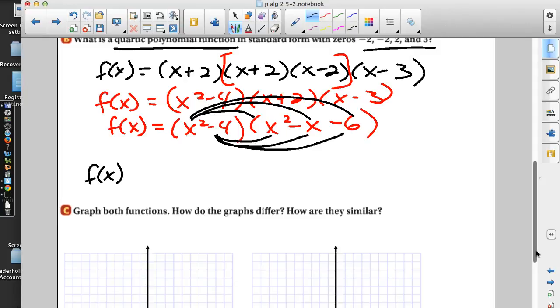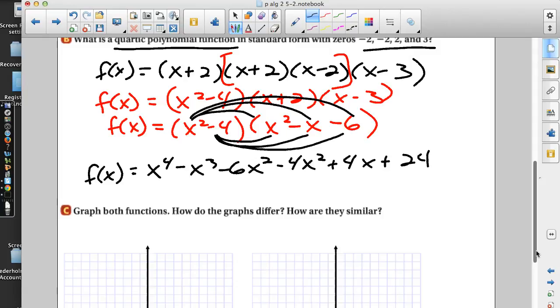So we multiply everything in the second set of parentheses by x squared. And then we multiply everything in the second set of parentheses by -4. And then you just combine any like terms that you can.